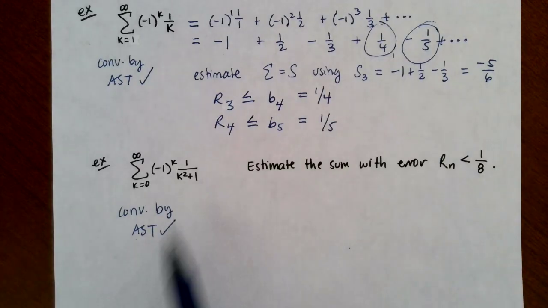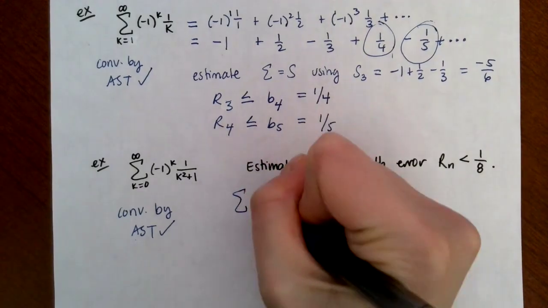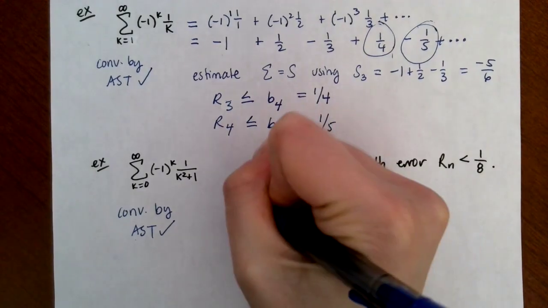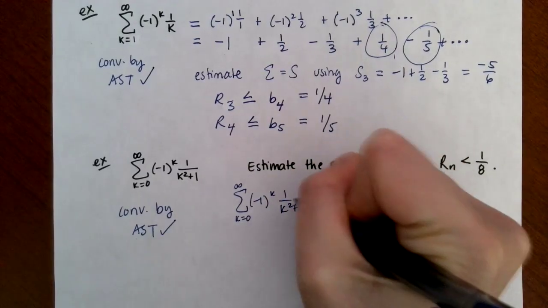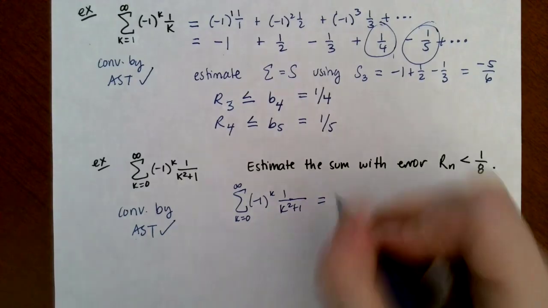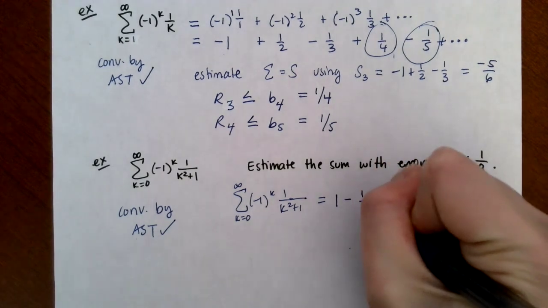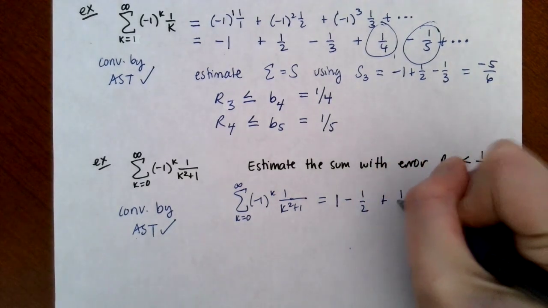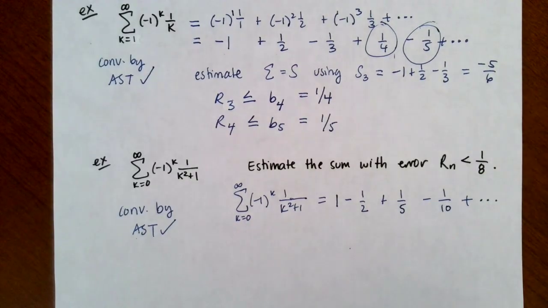All right, so I'm going to write out the first few terms of this series. k equals 0 to infinity, -1 to the k, 1 over k squared plus 1. If we plug in k equals 0, we just get a plain 1. If we plug in k equals 1, we get -1/2, and then plus 1/5 minus 1/10, and that should be sufficient for our needs here.